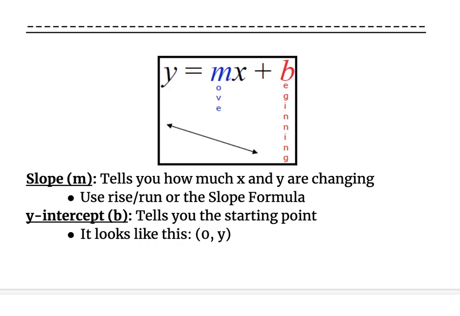On a graph, you would use rise over run or the slope formula. And the y-intercept b, you can think of the b as standing for beginning. It tells you the starting point. And it's going to be where the line of the graph is going to meet up with the y-axis. So it's going to have 0 for the x and then your y-intercept value. Let's go ahead and look at some examples, but before you do that, make sure that this is in your notes.